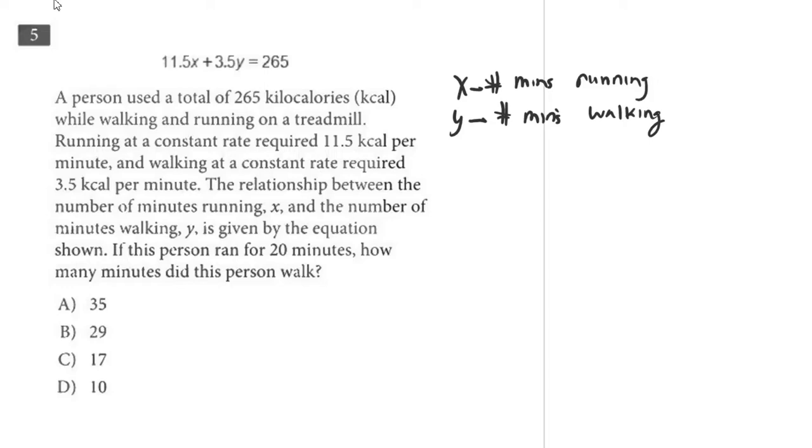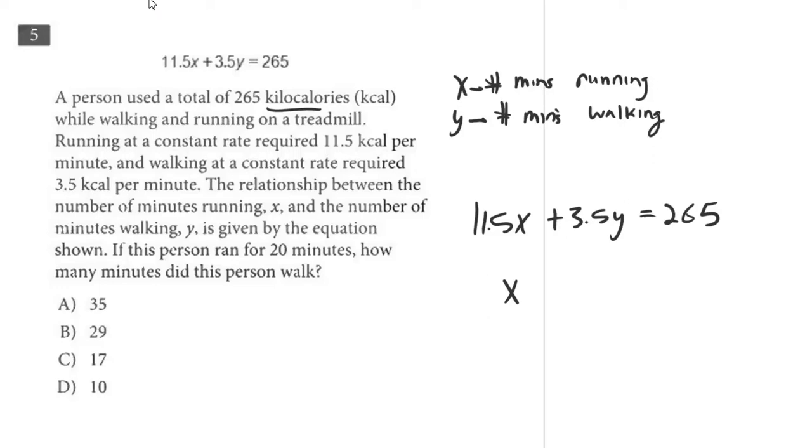And so if the equation is 11.5x plus 3.5y equals 265, then you can kind of already see that this is the number of minutes walking, the quantity, times the price, the number of kilocalories burned. Let me just go ahead and illustrate that a little bit better.